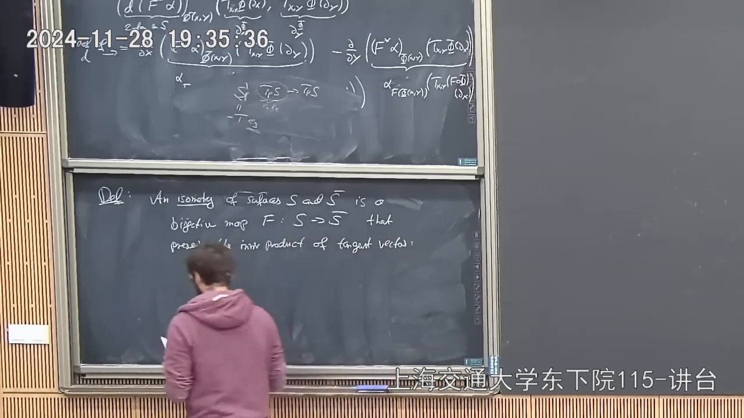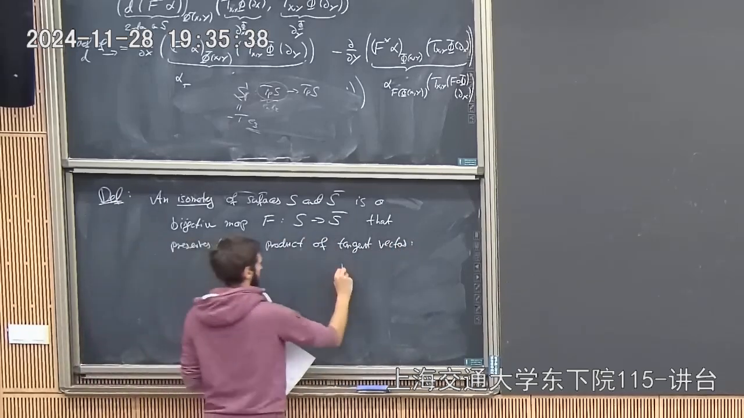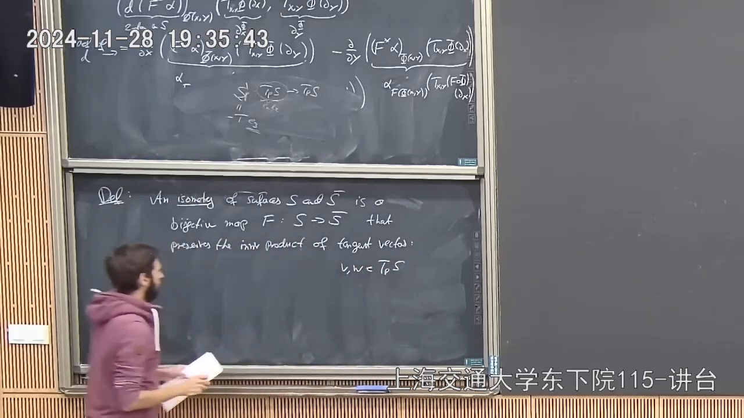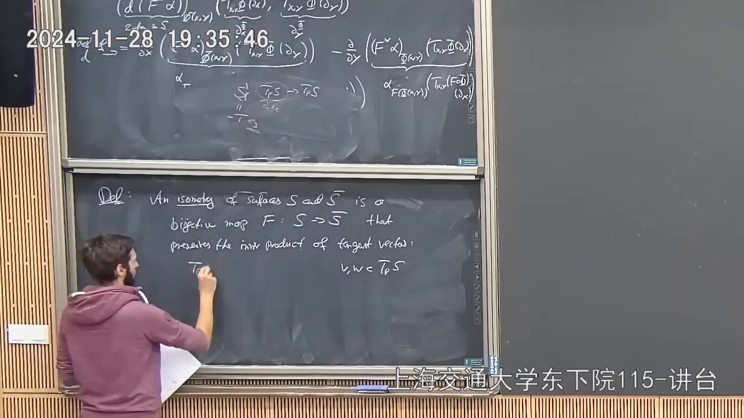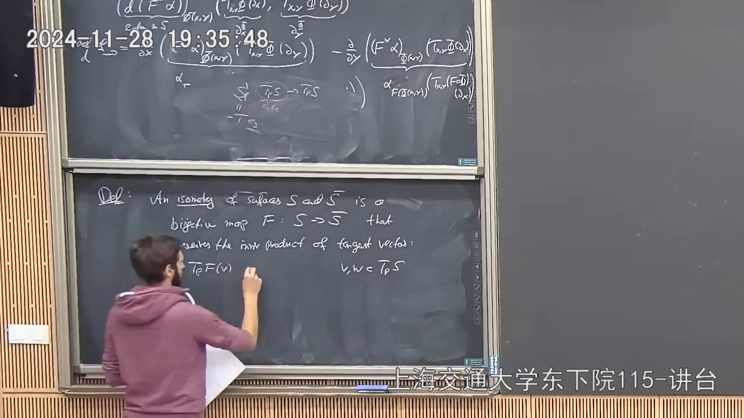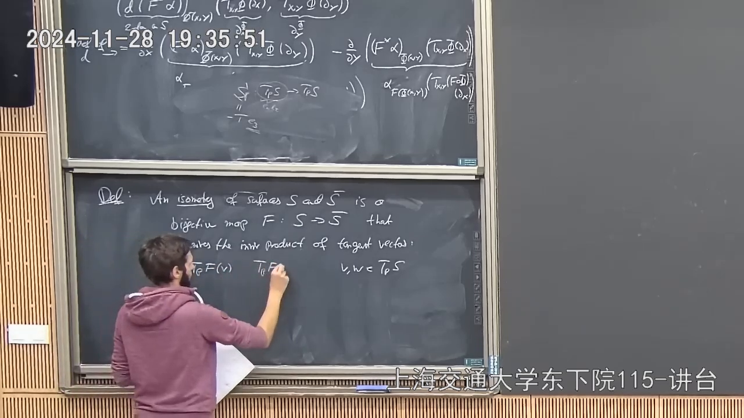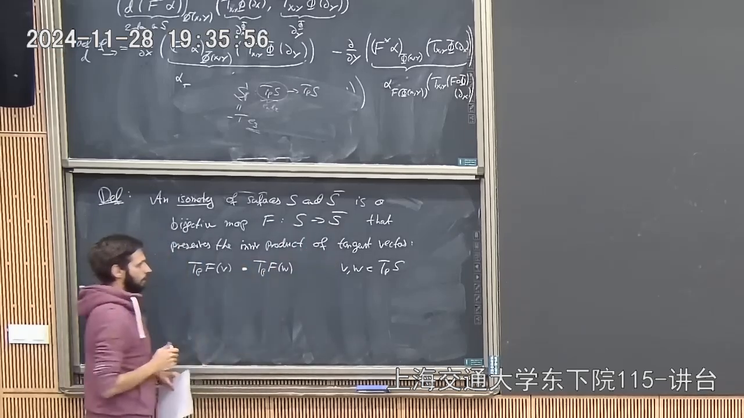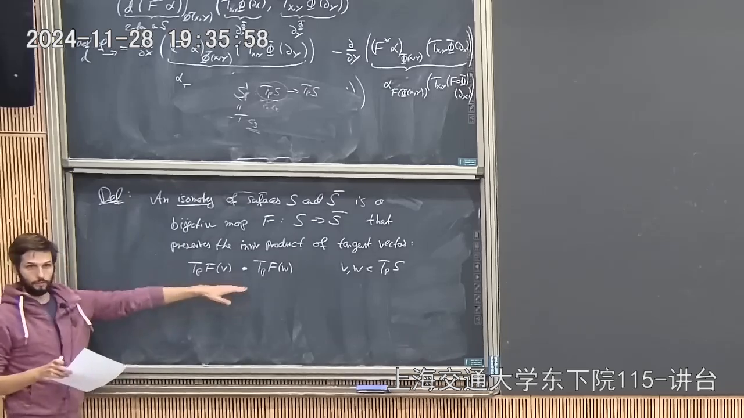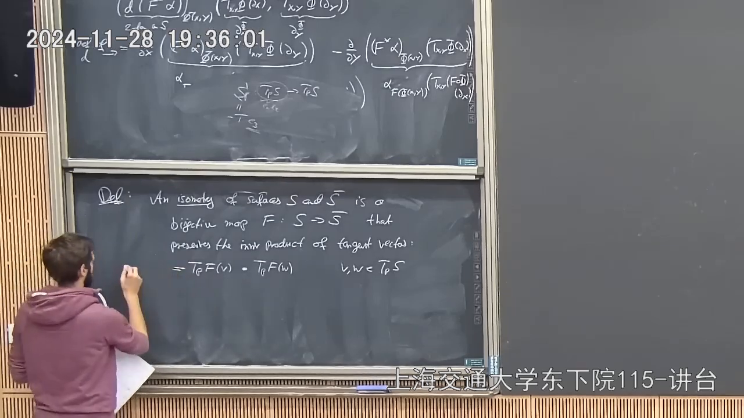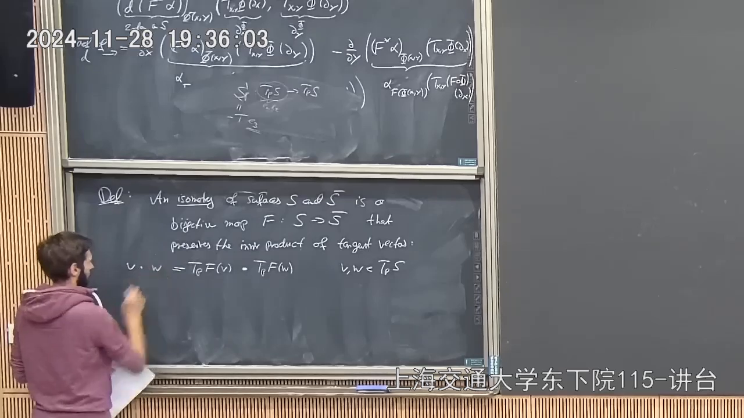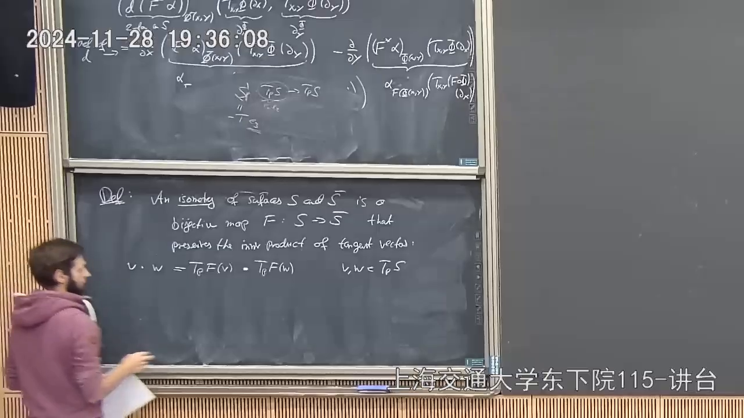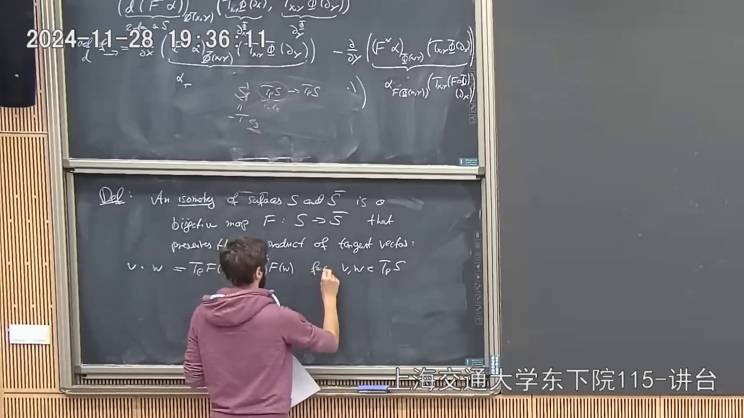What does this mean? If you have two tangent vectors v and w at some point in S, then we can take the push forward of these tangent vectors to get two tangent vectors again, but this time in S bar. Then we can take the inner product of these tangent vectors, and we would like to get the same thing as taking the inner product of the original vectors, for all vectors.